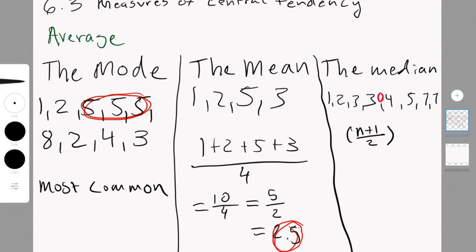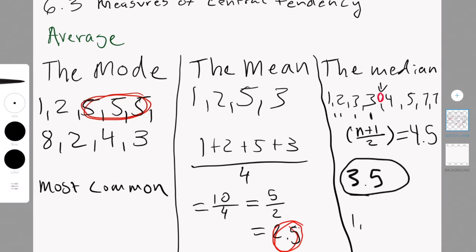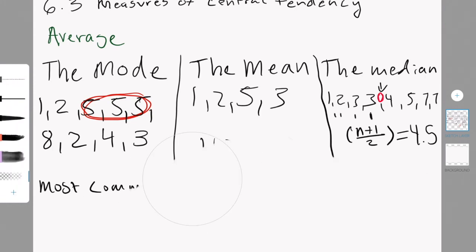In this case, the middle spot is actually between two numbers, and when that happens, you take the middle of those two numbers. So it's at 4.5. Since it's in between a 3 and a 4, the answer is 3.5. But you could also have an example like this, where the middle is just one number, and then the answer is 3.